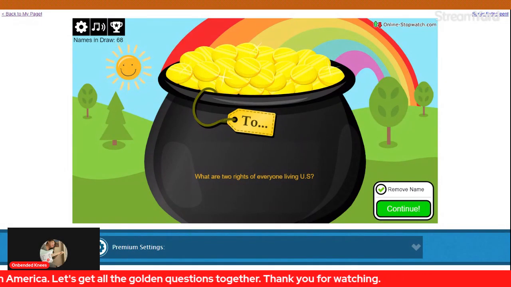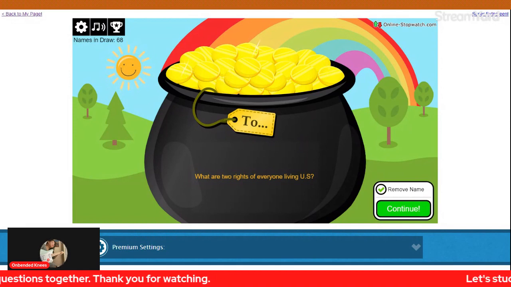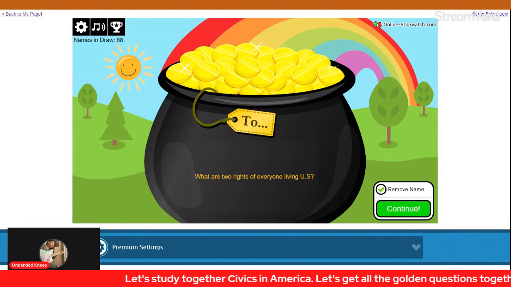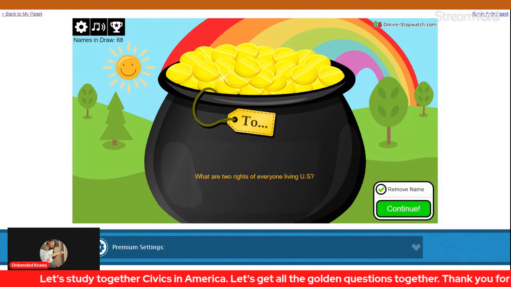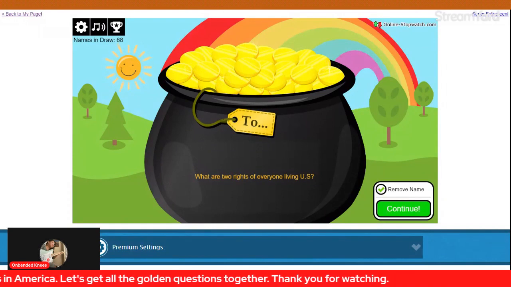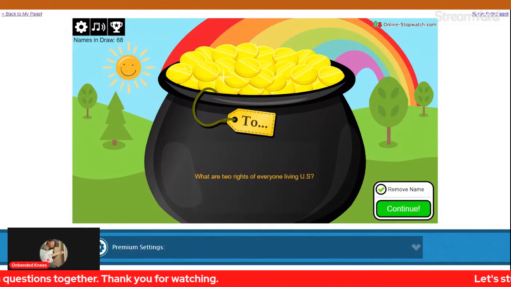Oh my. Two rights. Sometimes I get confused on that question. Two rights living in the United States. No, it's not. Two rights, really. I'm wrong, guys. Two rights: freedom of speech. The First Amendment is speech.